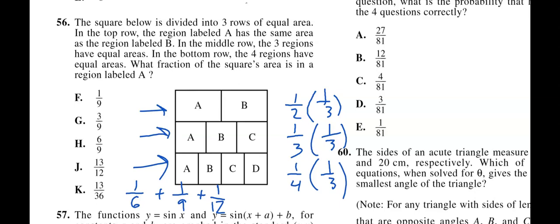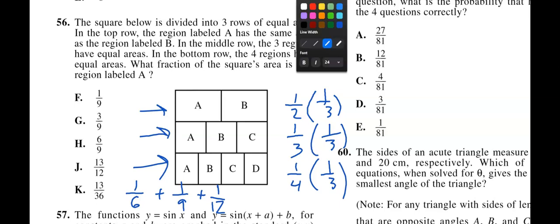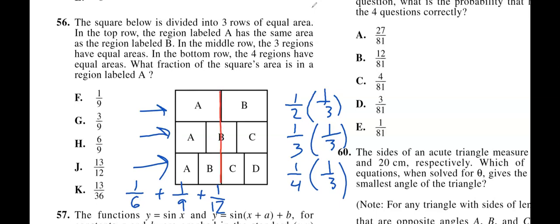Why not 1/2, 1/3, 1/4 again? Because if you said 1/2, you're assuming that that's half of the entire square. Like this. This is half. And we don't want half. We want half, but just of one row. And since there are 3 rows, we have to take that into consideration.